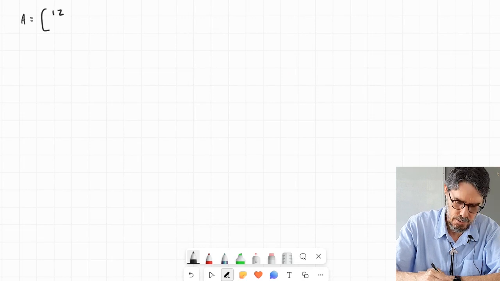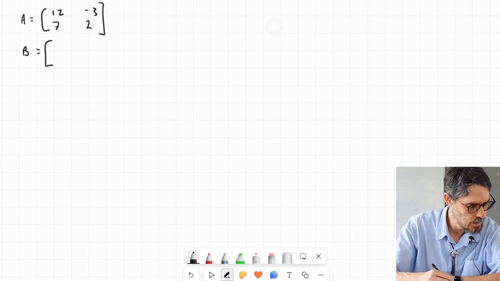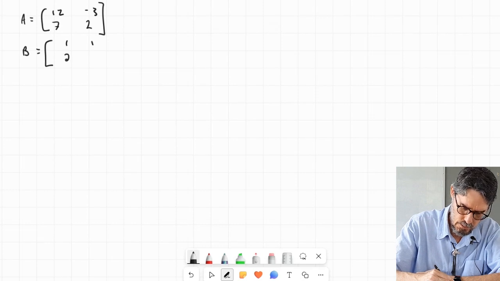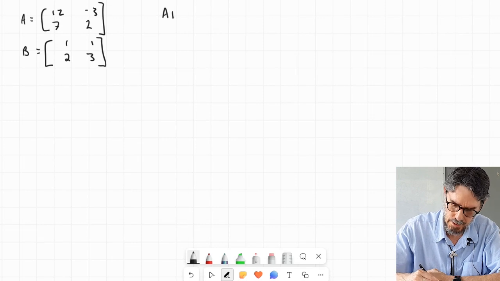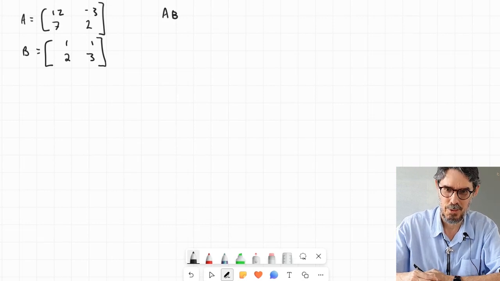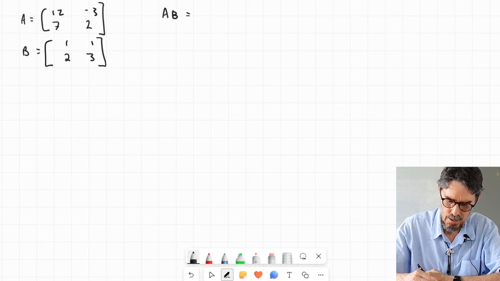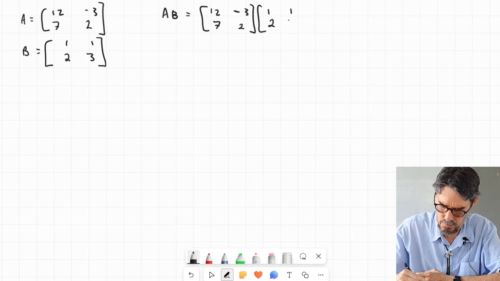Let's make a few matrices first. A can be 12, -3, 7, 2. And B can be 1, 1, 2, 3. Let's do AB. Notice I don't write a symbol for the matrix multiplication. Just like with numbers, you just multiply them. You don't need a symbol for that. So AB is going to be 12, -3, 7, 2. Make sure my negative looks right. And then B is 1, 1, 2, 3.